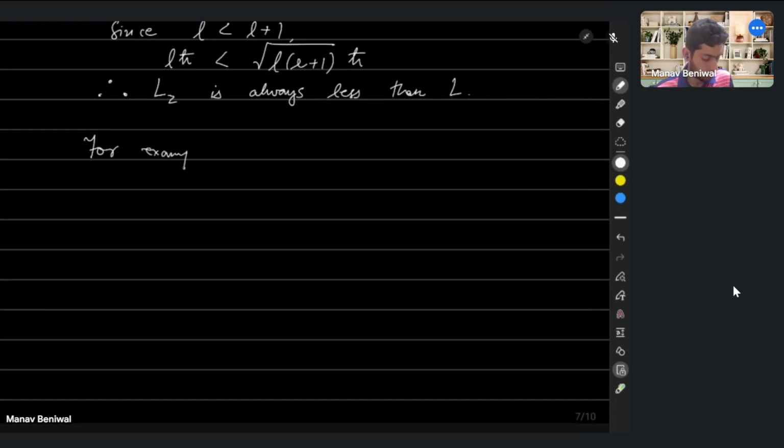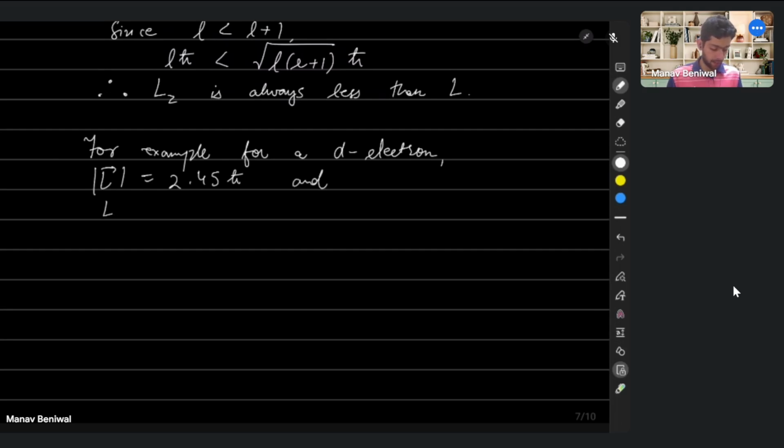So for example, for a d electron, our magnitude of L is 2.45 ħ and Lz maximum is 2ħ. So the z component is always less than the magnitude of L. Okay, this was the question. So let's move on to the next problem.